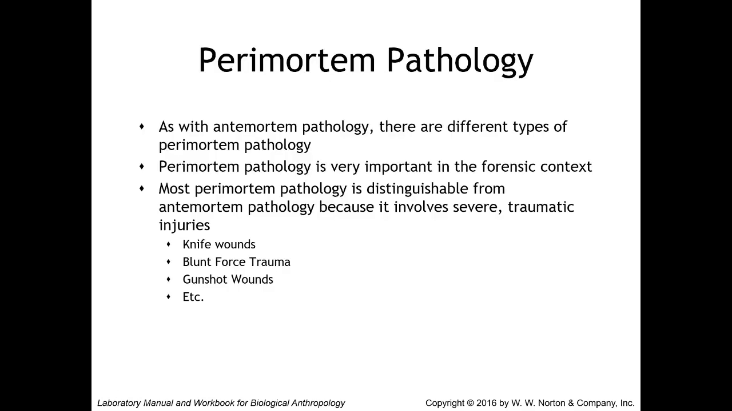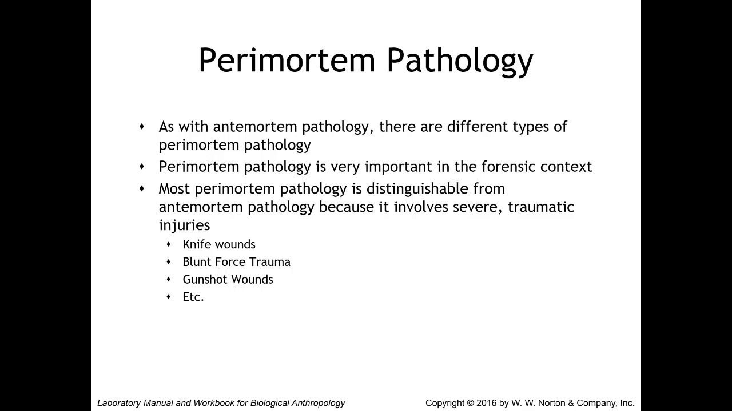And as with our antemortem pathology, there are different types of perimortem pathology. Perimortem pathology is very important, especially in our forensic context. So most perimortem pathology is distinguishable from antemortem because it involves severe traumatic injuries. So knife wounds, blunt force trauma, gunshot wounds, etc. I'm going to explain the differences between all of these.